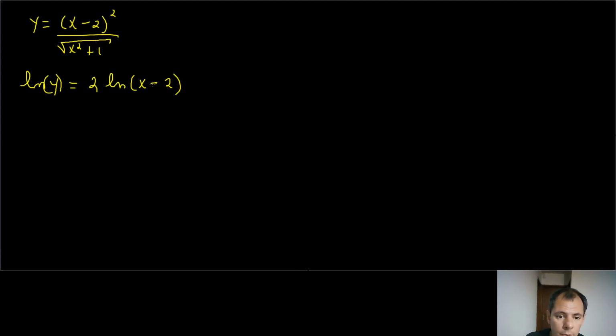So 2 ln of x minus 2 minus, well, this is x squared plus 1 to the half. It's going to be half ln of x squared plus 1. Okay? Now, here's the thing. I'm going to differentiate everything with respect to x in here.